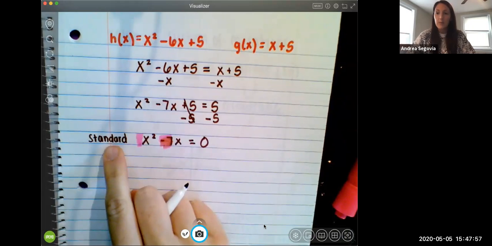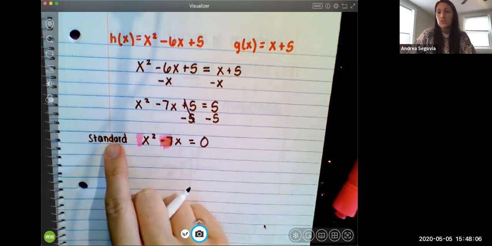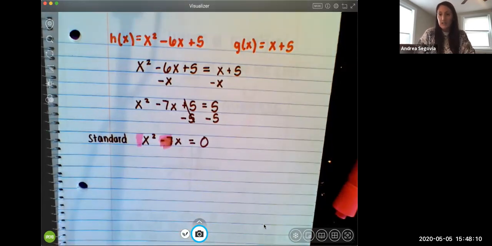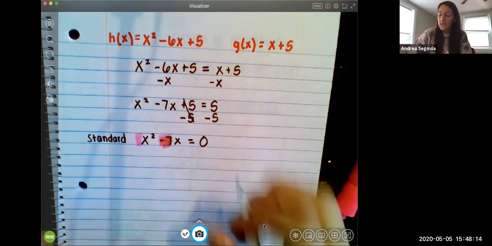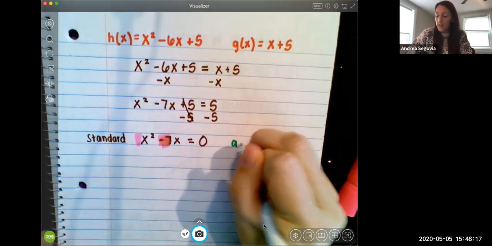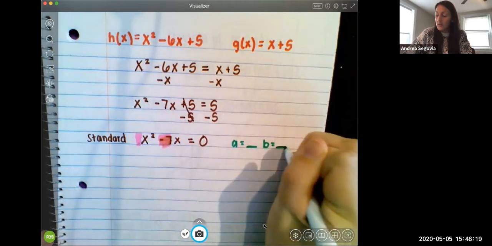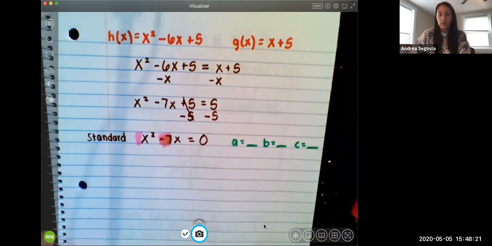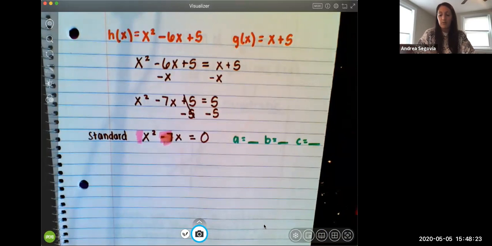Now in the last example, I had standard form and I converted it to factored form. In this one, I'm going to stick with standard form and I'm going to solve using the quadratic formula. I'm going to use the strategy that the equation's giving me. So if we remember back to last week, we know that the quadratic formula tells us we need to find our A value, our B value, and our C value in order to plug in. So let's see if we can figure out what these are.